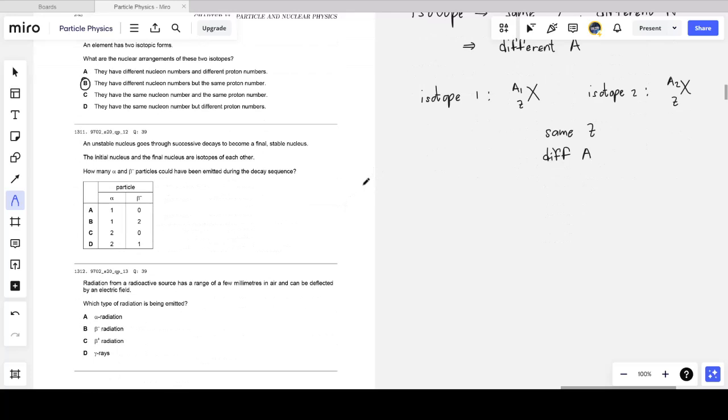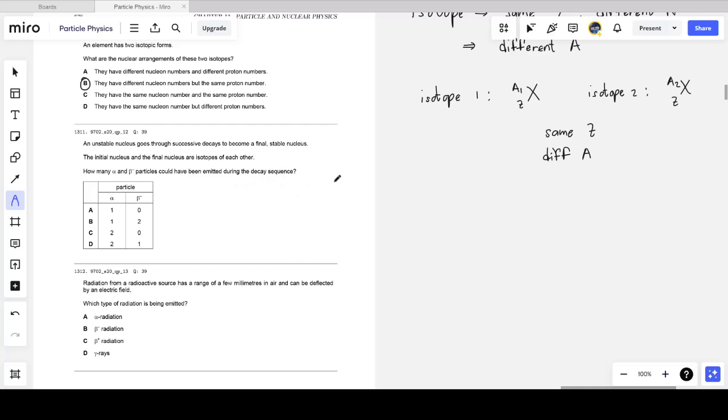Okay, the next question is question 1311. It's from the summer 2020 exam, question paper 1 variant 2, and it's question 39 from that paper. We're told that an unstable nucleus goes through successive decays to become a final stable nucleus. The initial nucleus and final nucleus are isotopes of each other. How many alpha and beta particles could have been emitted during the decay sequence?